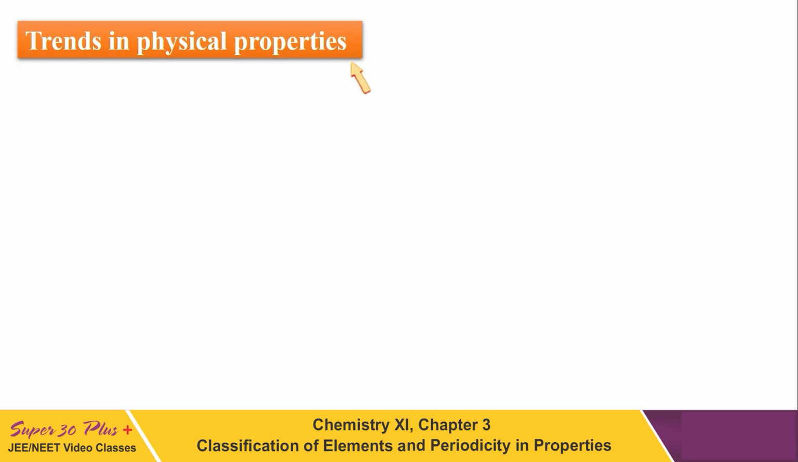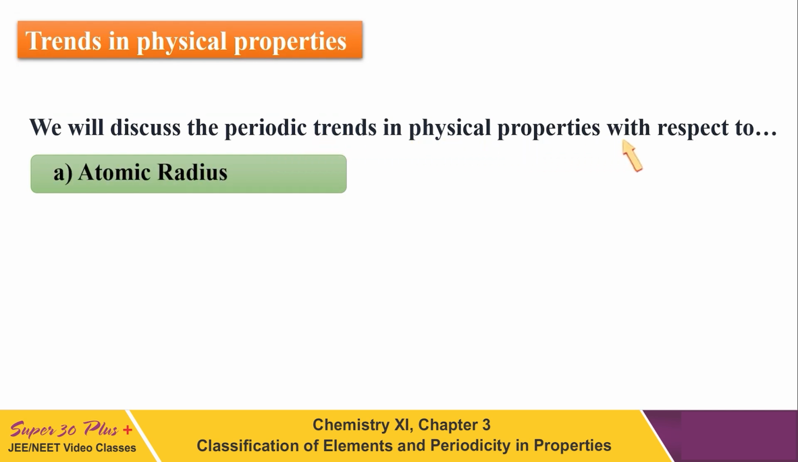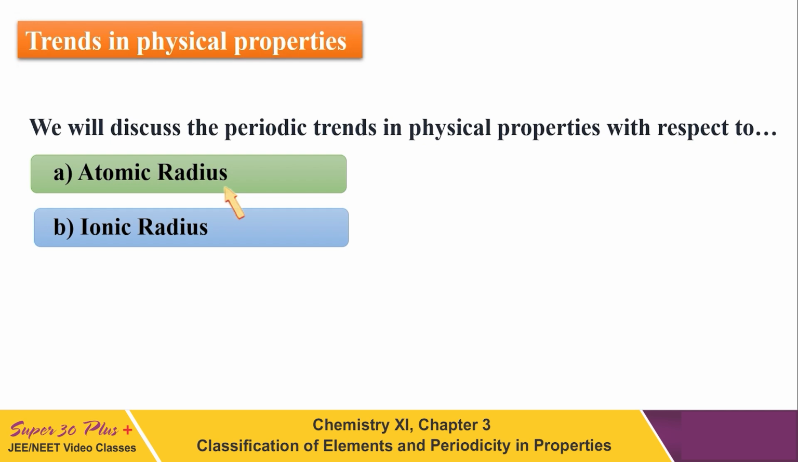So, what do you mean by trend in physical properties? Why did we classify the periodic table? Why did we classify the elements? Because we wanted to study the elements in a particular trend. So we will discuss the periodic trend in physical properties with respect to atomic radius and also with respect to ionic radius in today's session.